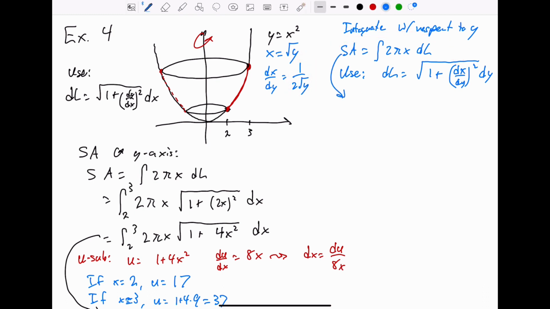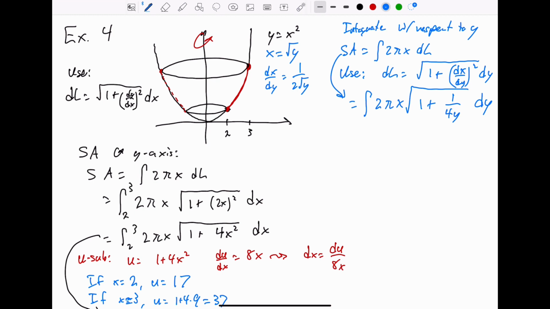So the surface area integral is the integral of 2 pi x square root of 1 plus... Now let's do this all in one step. We're squaring dx over dy. So imagine squaring this. If we square the 2, then we get a 4. And square the square root, we just get y. So when we square the derivative, we get 1 over 4y, integrating with respect to y.